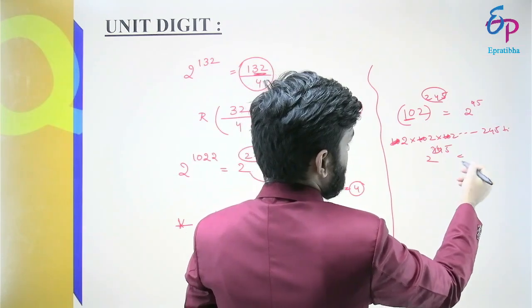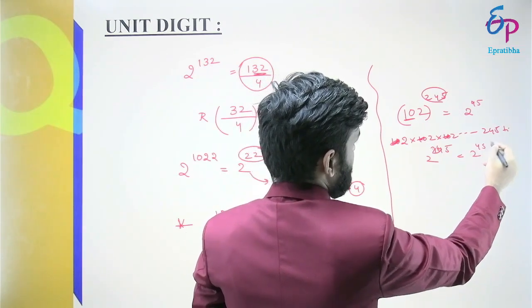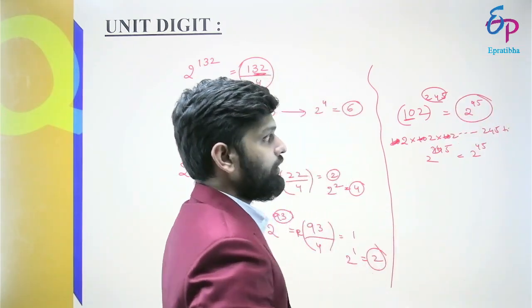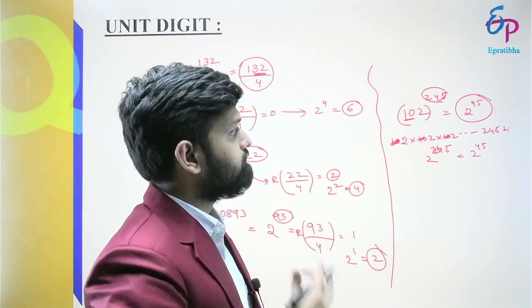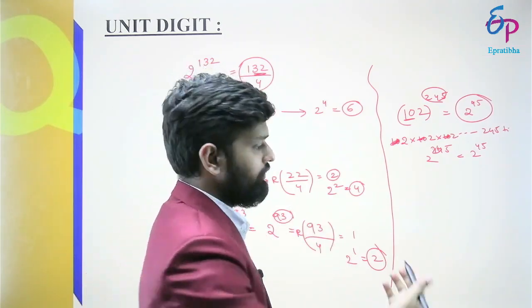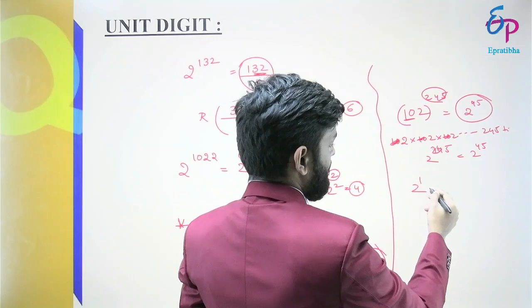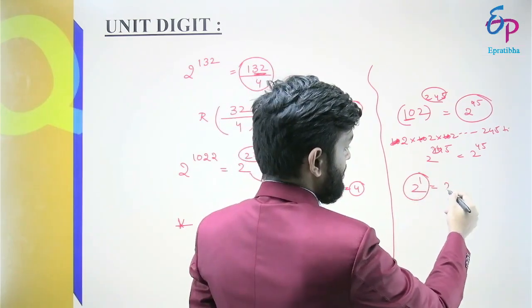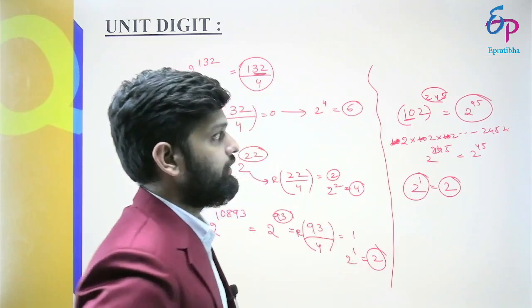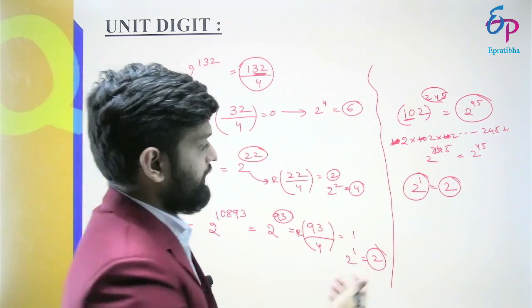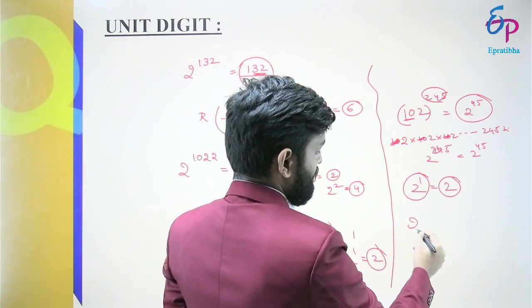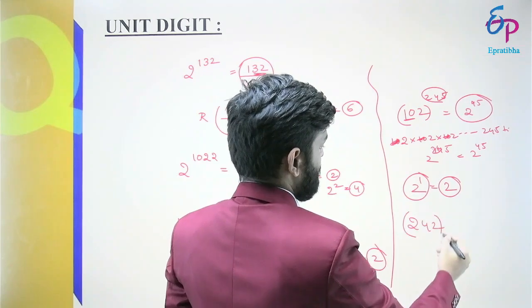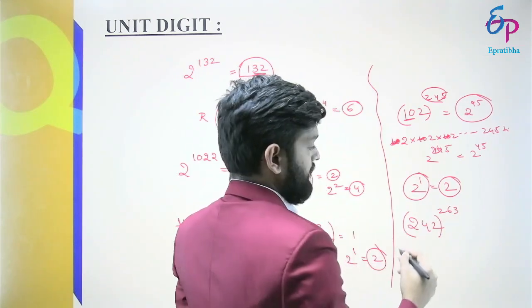Now what is the short form of 2 power 245? It is 2 power 45. That is what I have written here, right? Now what is the nearest multiple of 4 near 45? It is 44, right? Now what is the remainder? The remainder is 1, so you have to take the first digit of the cycle. This 2 power 1 is 2. Clear? Now let me take one more example. If you want 242 power 263, what is the short form?